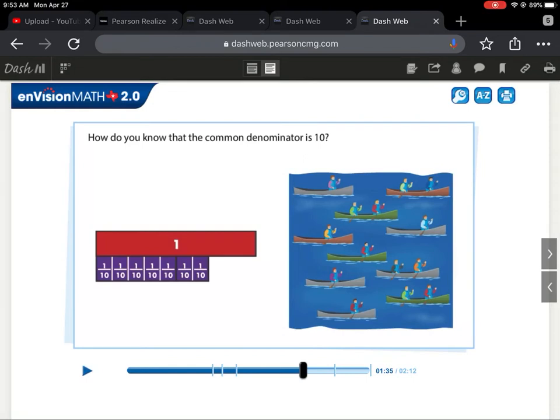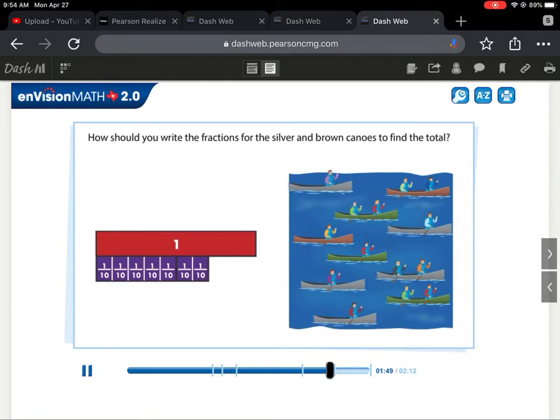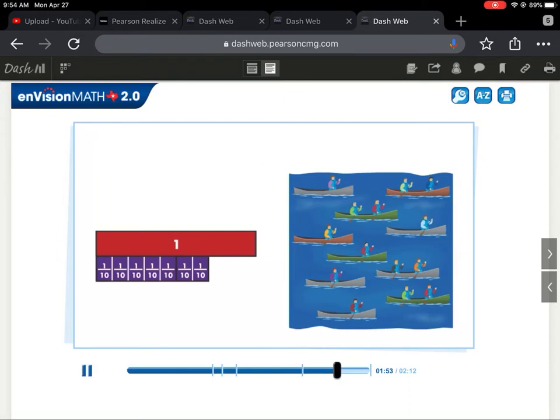How do you know that the common denominator is 10? 10 is the common denominator because there are 10 total canoes. 7 1/10 strips are needed. How should you write the fractions for the silver and brown canoes to find the total?